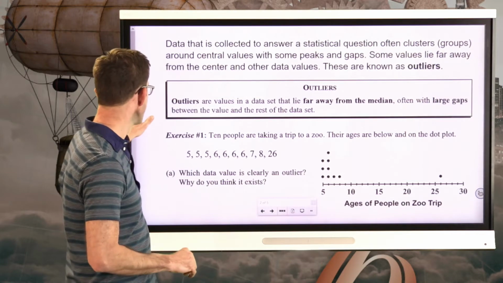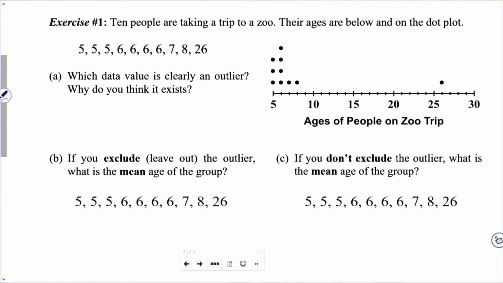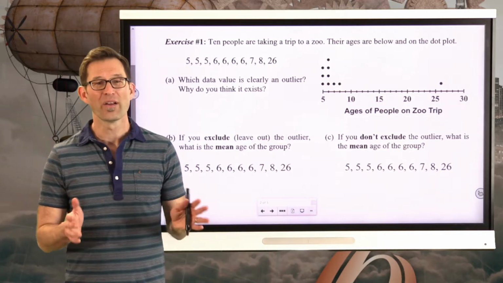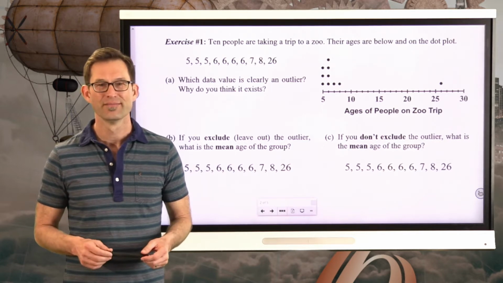So let's take a look at exercise number 1. 10 people are taking a trip to the zoo. Their ages are below and on the dot plot. Letter A, which data value is clearly an outlier? Why do you think it exists? Go ahead and take a look at this problem and see if you can answer letter A.